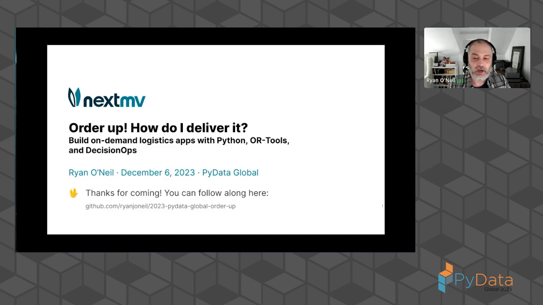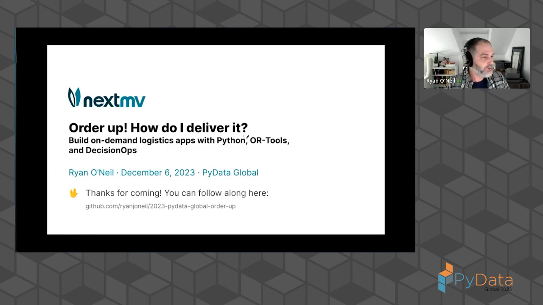If you want to follow along, all of the materials for this talk are on that GitHub URL right down at the bottom here. So you can just go to github.com/RyanJ ONeill. That's my GitHub username, /2023 Python or Pydata Global order up. And you can find all of the code that I'm going to run in there. You can also just look at it afterward. But anything that I'm doing in here, you should be able to maybe hopefully follow along with.